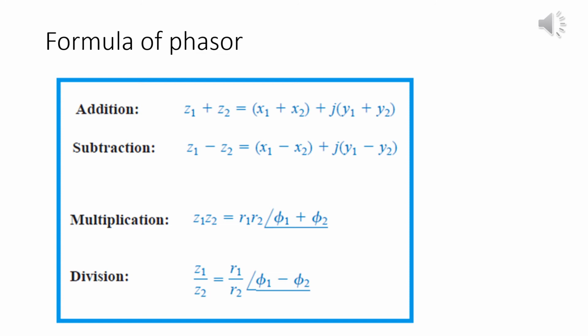This slide shows the formulas of phasors. Addition: z1 plus z2 is equal to x1 plus x2 plus j(y1 plus y2). Subtraction: z1 minus z2 is equal to (x1 minus x2) plus j(y1 minus y2). Multiplication: z1 multiplied by z2 will be equal to r1 multiplied by r2, angle theta1 plus theta2. In division, z1 divided by z2 is equal to r1 divided by r2, angle theta1 minus theta2.